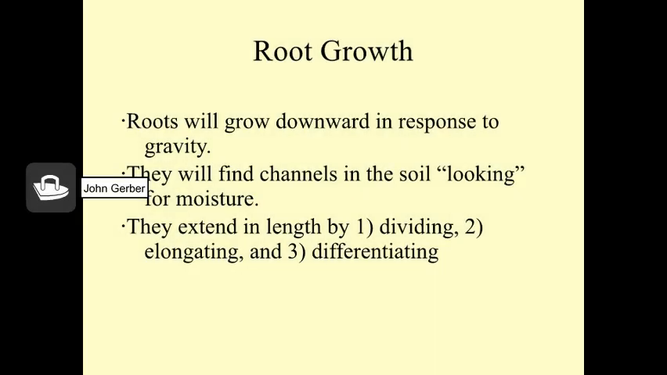Roots will generally grow downward in response to gravity, but they'll also go looking for channels in the soil, finding moisture. They divide, they elongate, and they differentiate, and they become well established. As they become well established, the quantity and the distribution of the roots will influence the plant's ability to absorb moisture and nutrients. For most plants, the majority of the absorbing, the feeder roots, are located in the top 8 to 12 inches.